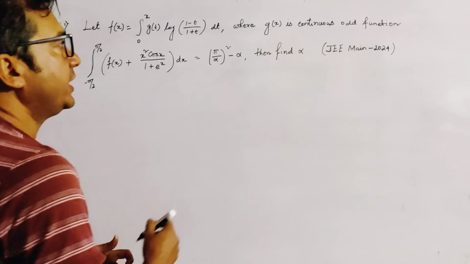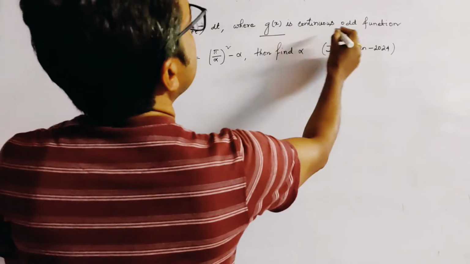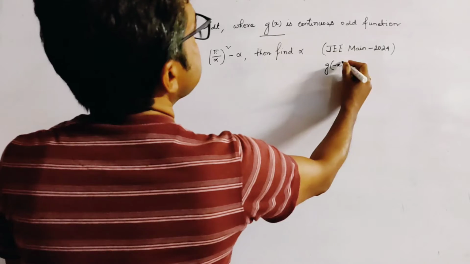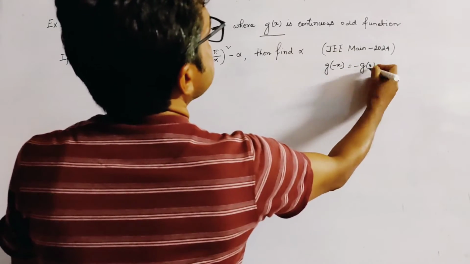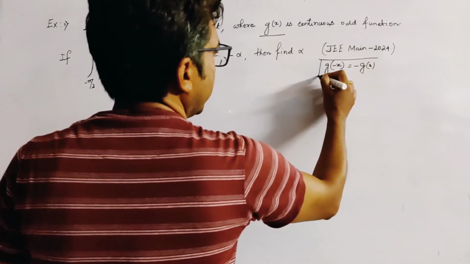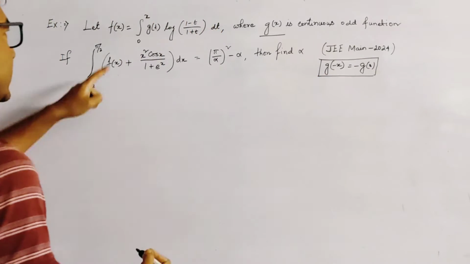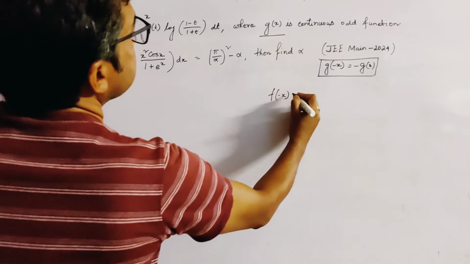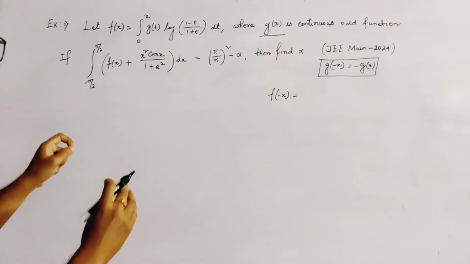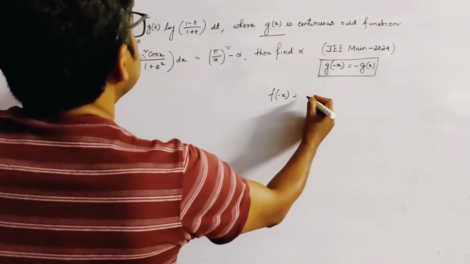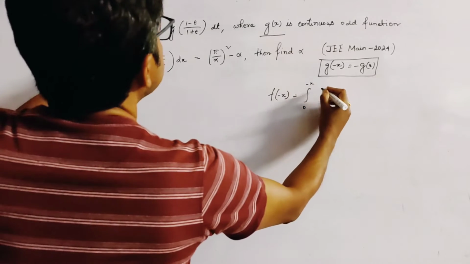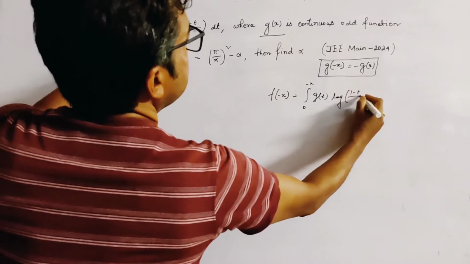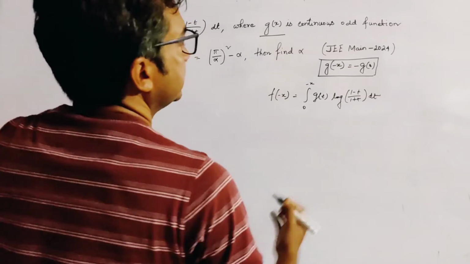Here it is given that g is an odd function, so the definition of an odd function is g of minus x equals minus g of x. This is the property of an odd function. Now we first start from f of minus x. We see whether f(x) is either odd or even. F of minus x means integration 0 to minus x g of t into log of (1 minus t) by (1 plus t) dt.